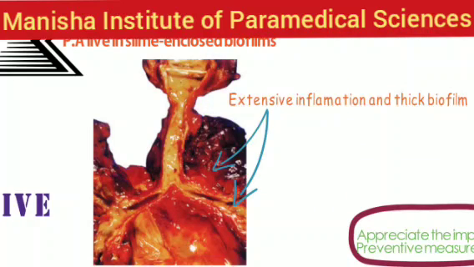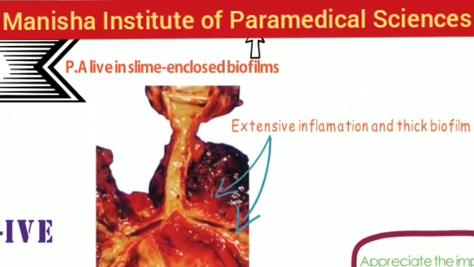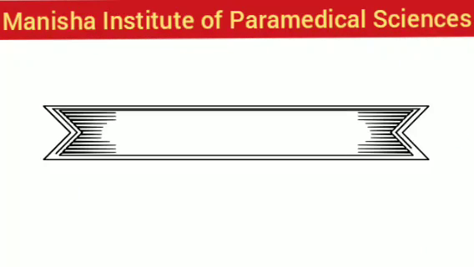This biofilm protects the Pseudomonas from antibodies and from phagocytes. That's why this biofilm allows Pseudomonas aeruginosa to survive well and replicate well, and cause chronic infection in patients with cystic fibrosis. Well, this is all about the bacteriology of Pseudomonas aeruginosa.